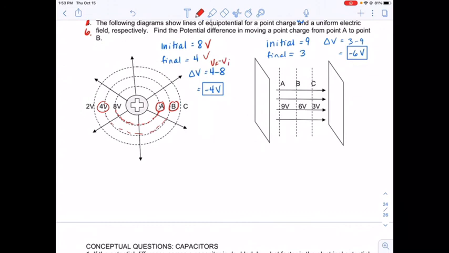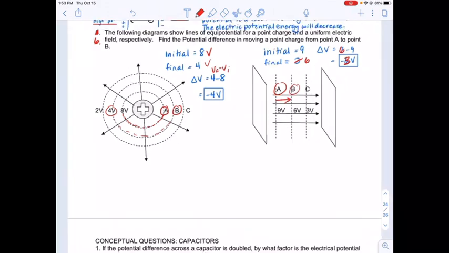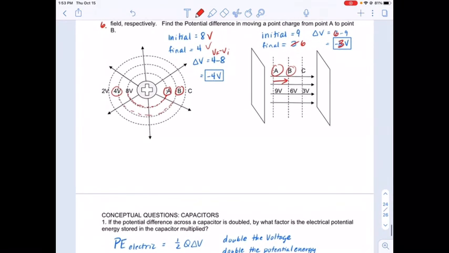I can do something similar here from A to B. I did A to C for some reason when I did this earlier. There we go. It would be a change of negative 3. If I go from 9 to 6, that's a change of negative 3 volts. Whew. All right.